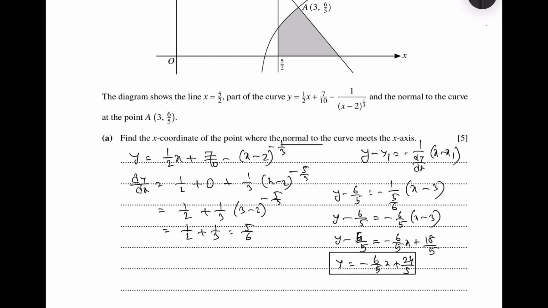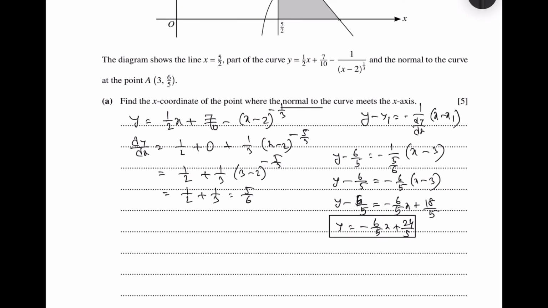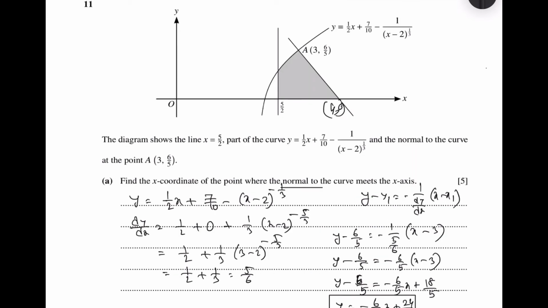Since it meets the x-axis at this point, on the x-axis y equals 0. So let me place y as 0 and multiply by 5. We can write 6x equals 24, so x equals 4. This shaded part is created by the curve, and this is the triangle. The base is from 3 to 4, so it is 1, and the height is 6 by 5.